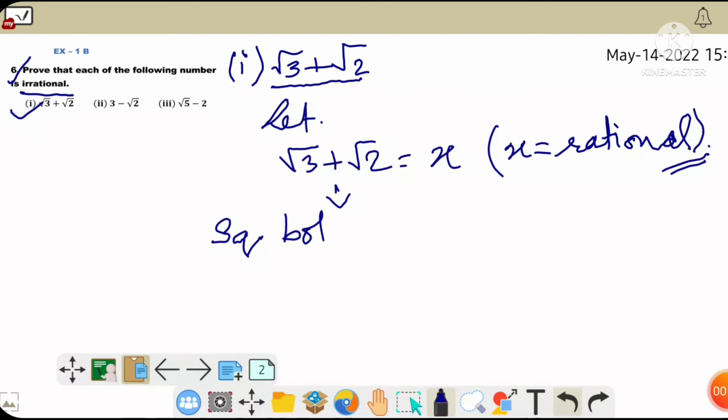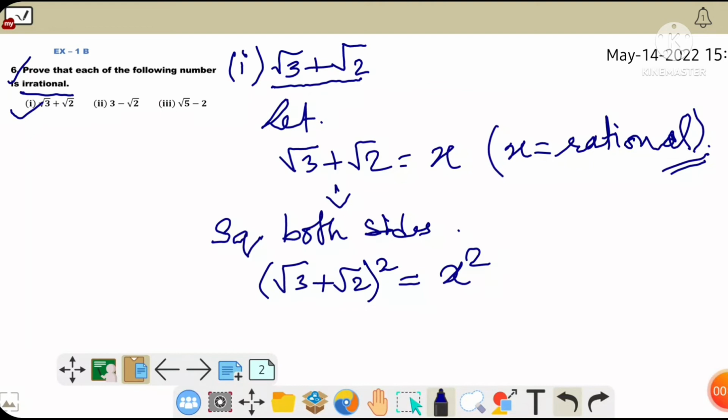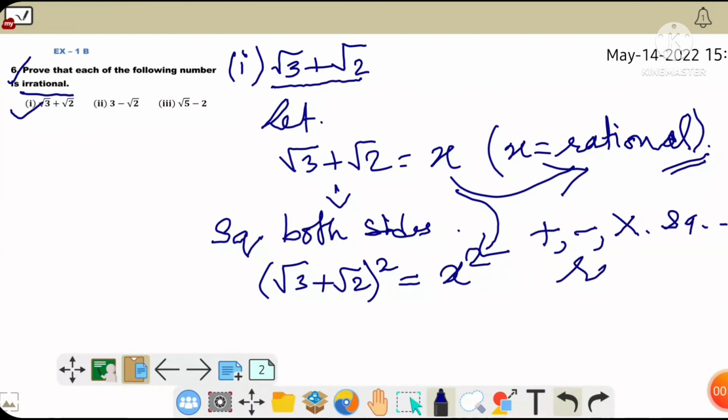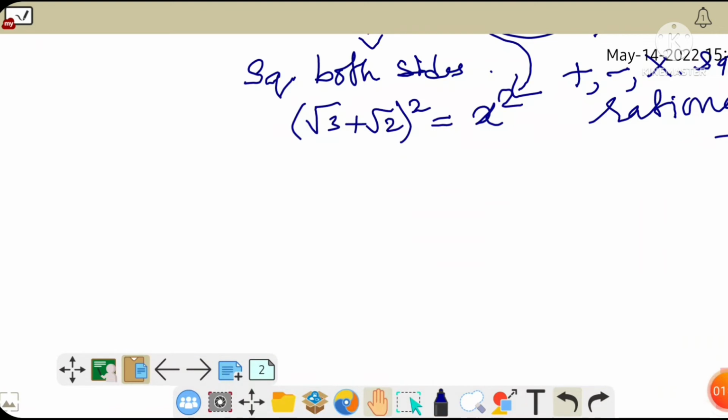So now to remove the root, we'll square both sides. By squaring, we get (root 3 plus root 2) whole square equals x square. Now, when we square, add, subtract, or multiply rational numbers, the number will not change. That is, it will remain rational only. So x squared is also rational.